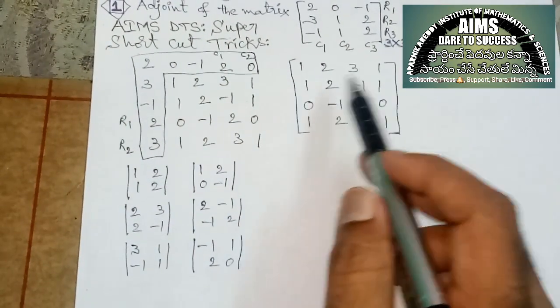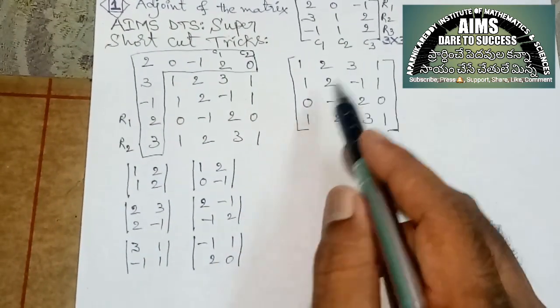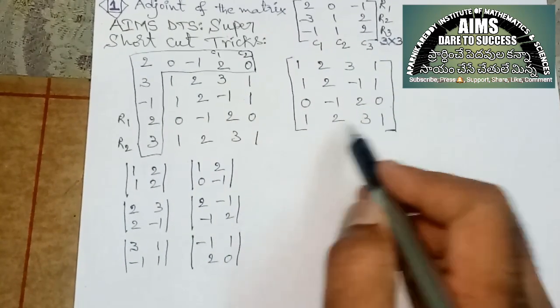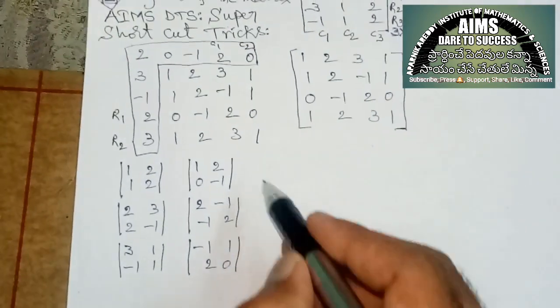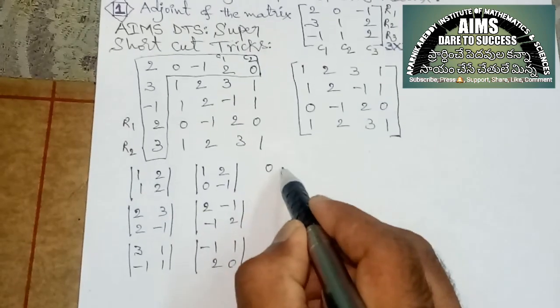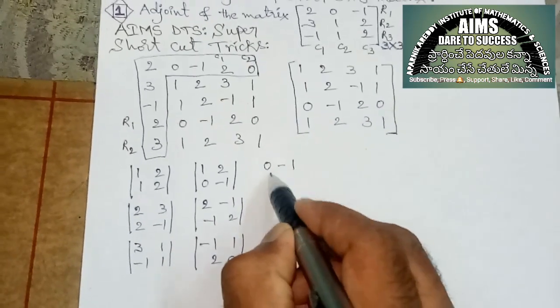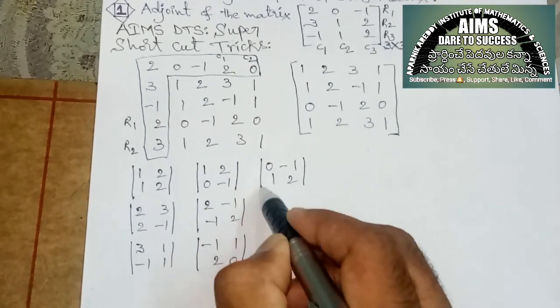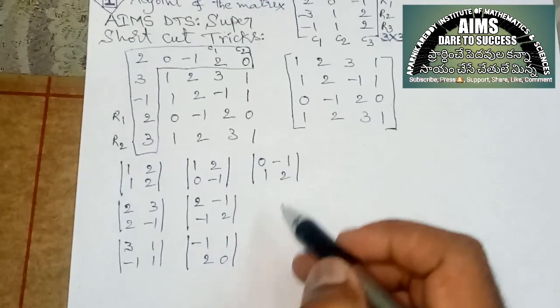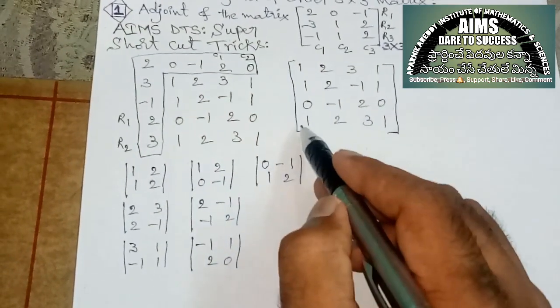So remove or leave the second row, first row. After that, you have to assume row 3 and row 4. Row 3 and row 4 values, first 2 by 2 order: 0, minus 1, 1, 2, apply the determinant and write in the third column. So 0, minus 1, 1, 2 completed.